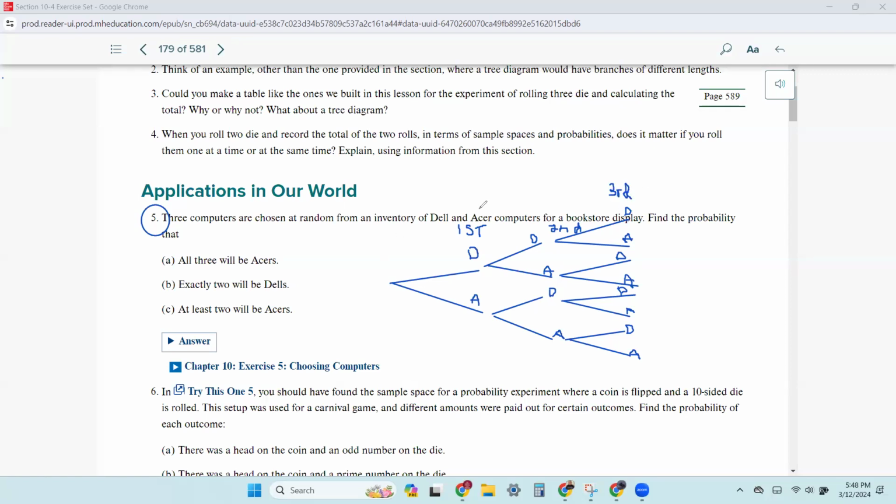Now, each time I've got a computer here, for the first one, there's two. For the second one, there's two. And then for the third one, there's two. So there are how many outcomes? Eight outcomes.